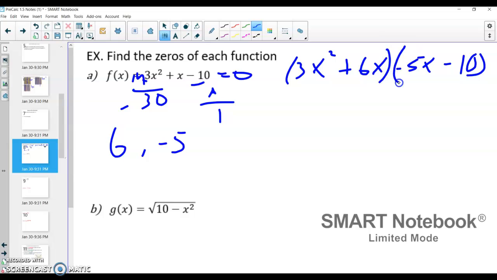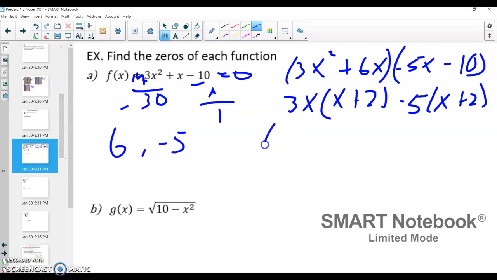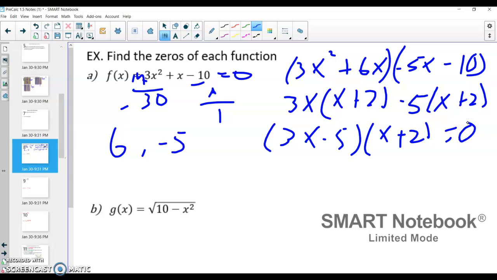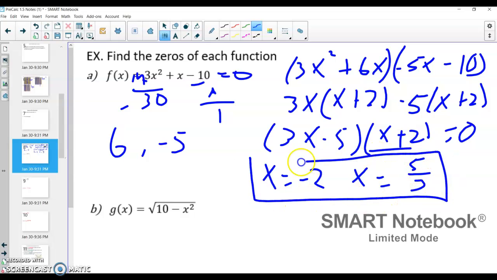We're going to group it like this, and so I'm going to pull out a 3x. That leaves me x plus 2. And I'm going to pull out a -5, and that leaves me with x plus 2. So we get 3x minus 5 times x plus 2 equals 0. If I set both of them equal to 0, I get x equals -2 from this one, and x equals 5/3 from the other one. And those would be my two x-intercepts, or the zeros of the function.